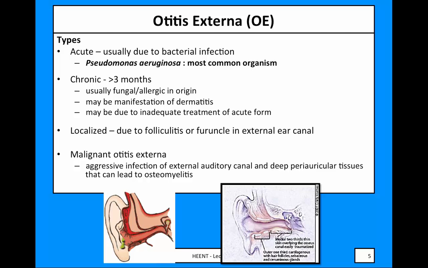Localized is due to folliculitis or furuncle in the external ear canal. Let me tell you a little bit about what folliculitis and furuncle are. Folliculitis is a common skin condition in which the hair follicles become inflamed. A furuncle is also a boil. It's a painful nodule formed in the skin by circumscribed inflammation of the dermis and subcutaneous tissue. Again, malignant otitis externa is an aggressive infection of the external auditory canal in deep periauricular tissues, which can lead to osteomyelitis.